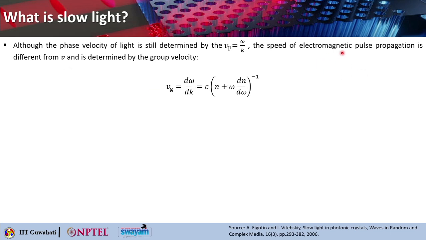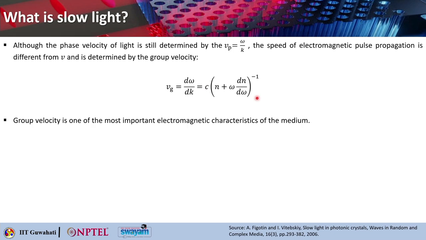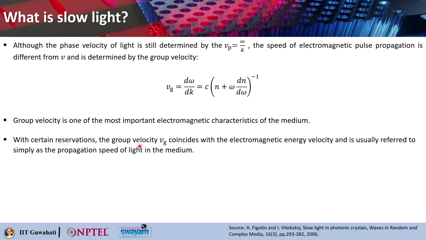So, a pulse has got different frequency components, that is why it is a group. The phase velocity is typically for only a single frequency. So, it is the phase velocity Vp. Vg is the group velocity that can be written as d omega by dk, and can also be expanded in this particular form. Group velocity is one of the most important electromagnetic characteristics of the medium.